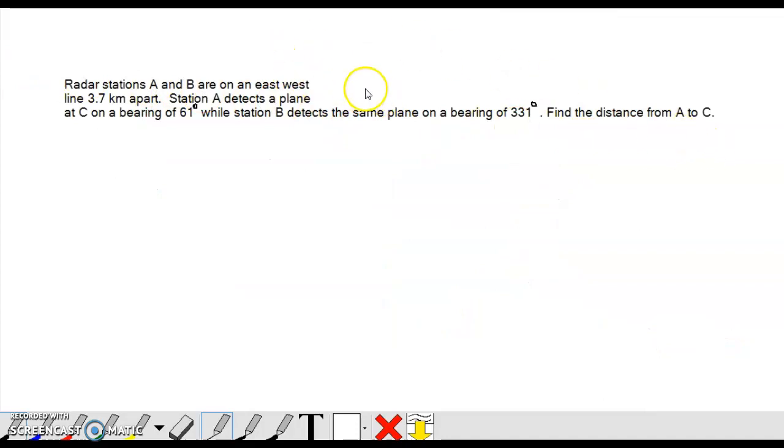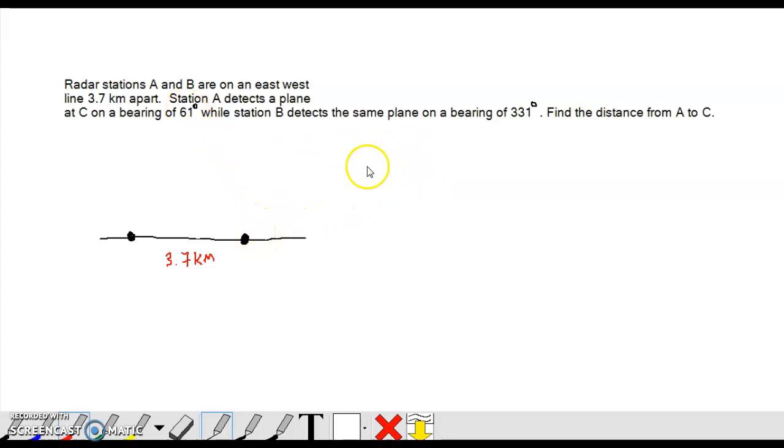All right, so let's start with our first part. An east-west line looks something like this. So station A and station B. Before I label which one is A and which one is B, what I do know is that they are 3.7 kilometers apart. Station C should be in the middle of things, because we're trying to create right triangles.